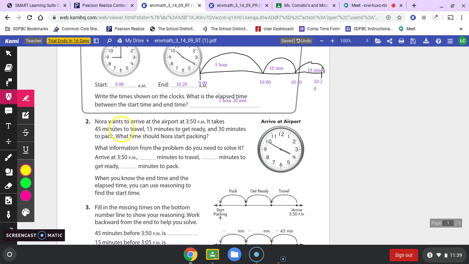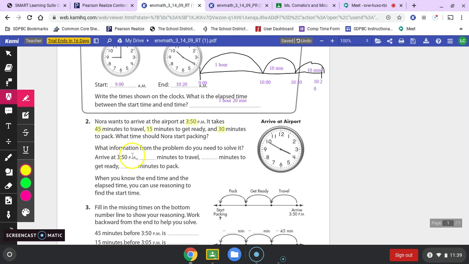Okay. Nora, we're going to try the second one. Nora wants to arrive at the airport at 3:50. It takes 45 minutes to travel, 15 minutes to get ready, and 30 minutes to pack. What time should Nora start packing? We need to make sure we understand that we have key numbers here: 45, 15, 3:50, and 30 minutes.